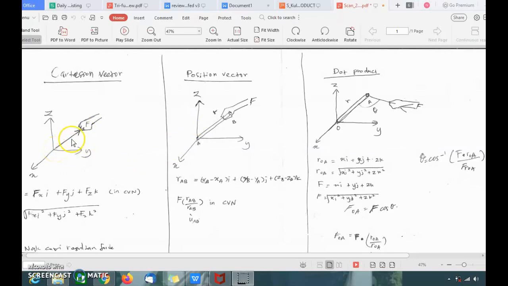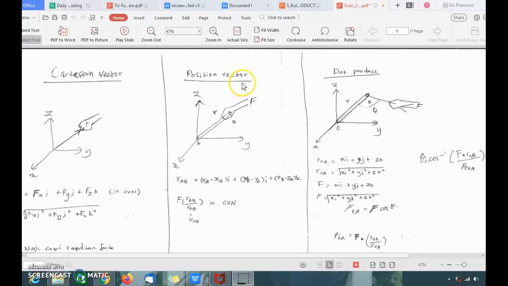Let's say there is a cable here and you apply a force here. You want to find the force in Cartesian vector form. You might need to project the force into each of the axes x, y, and z, and find the Cartesian vector in each of the axes. This is for Cartesian vectors.